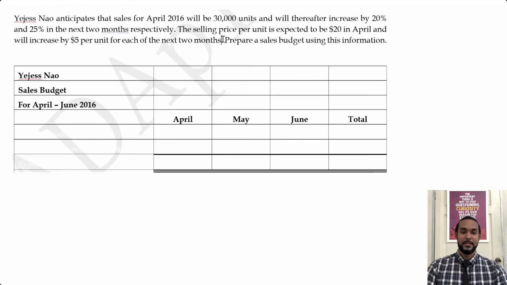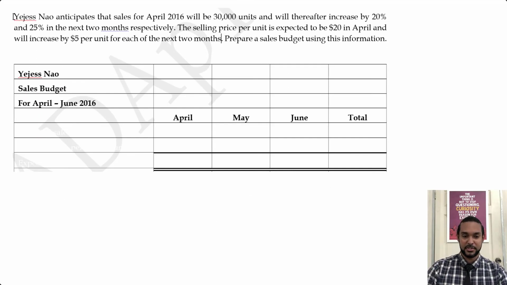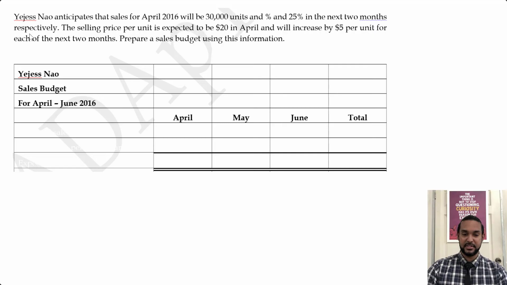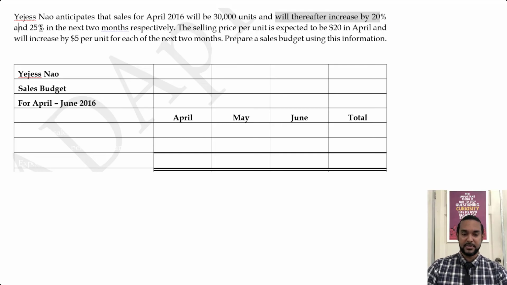Okay, are you ready? So we have Yes, just now anticipates 30,000 units in April and will increase thereafter by 20% and 25% in the next 2 months respectively. Okay, so let's start it off. Of course, don't forget to head up, please, right? Yes, just now, sales budget for April to June 2016.